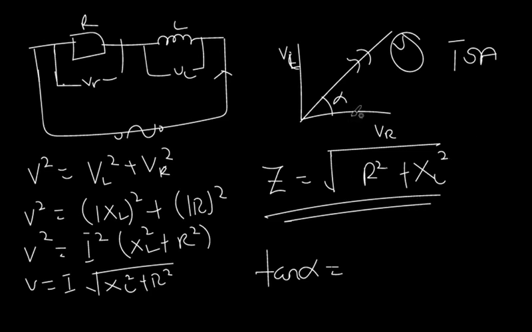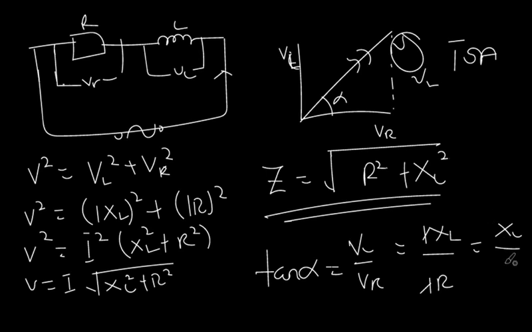So if I close this, this is the opposite, which is VL, over the adjacent, which is VR. So we have IXL divided by IR. The I will cancel out, and then we have tan alpha equal to the inductive reactance divided by the resistor. So this is how we find the impedance, and then the phase angle, in case we have a combination of a resistor and an inductor.